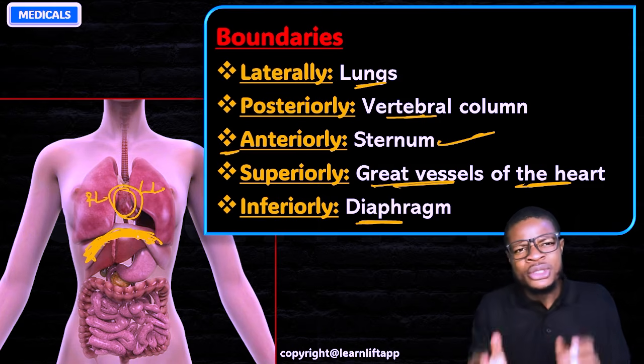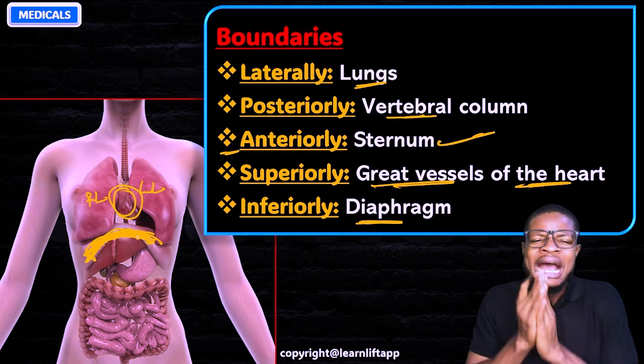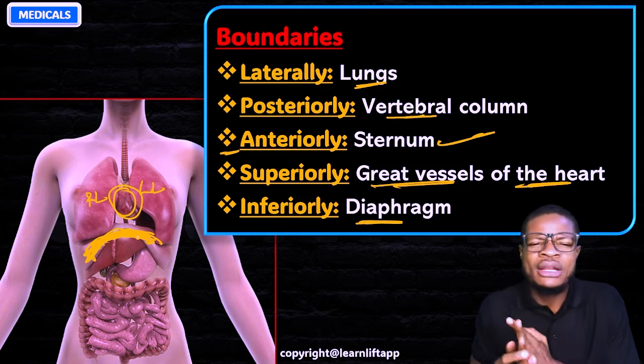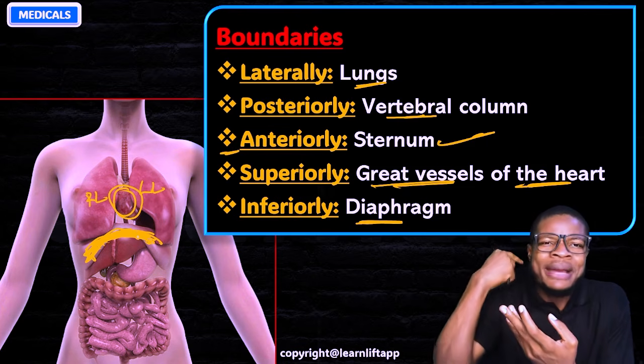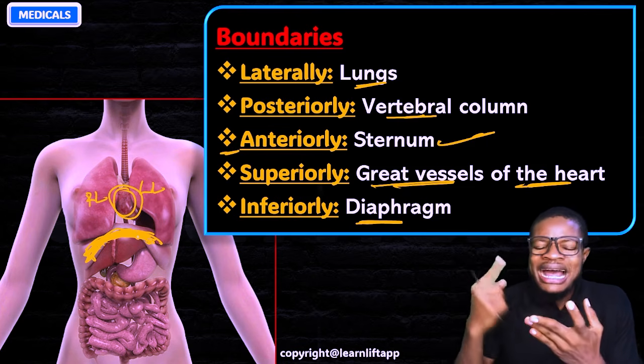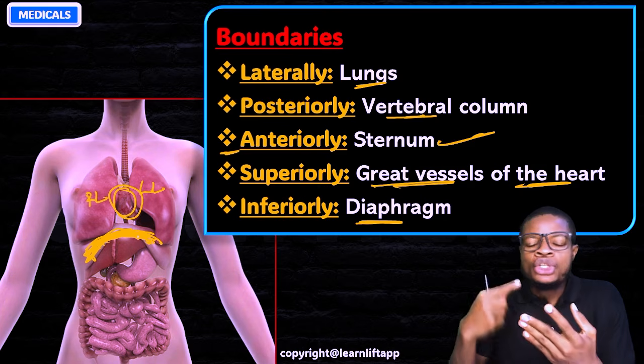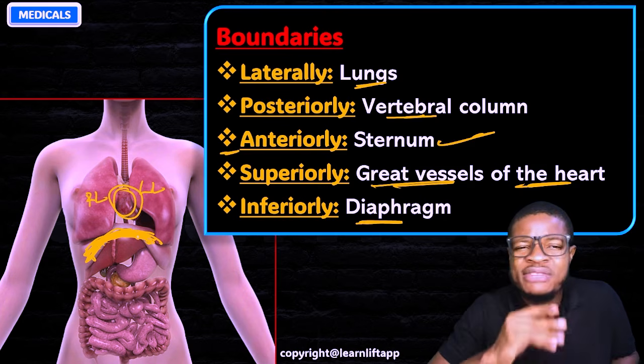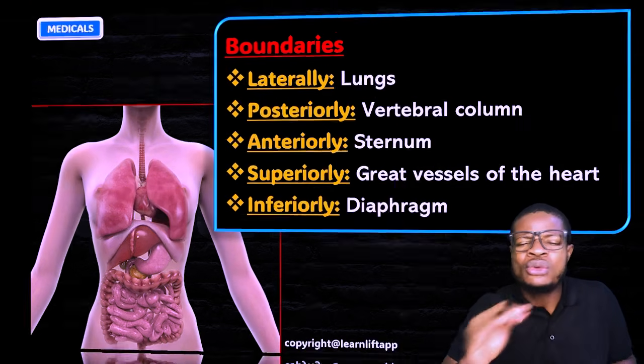That's all. So what are the boundaries of the heart? How many boundaries? There are 5. You must know them to the core. Laterally by the lungs, posteriorly, which is the back, by the vertebral column, right? Anteriorly, in front, by the sternum. Superiorly, the great vessels of the heart. Inferiorly, it is the diaphragm. If you get it very fast, you are out of there. No stress, no time to check time.